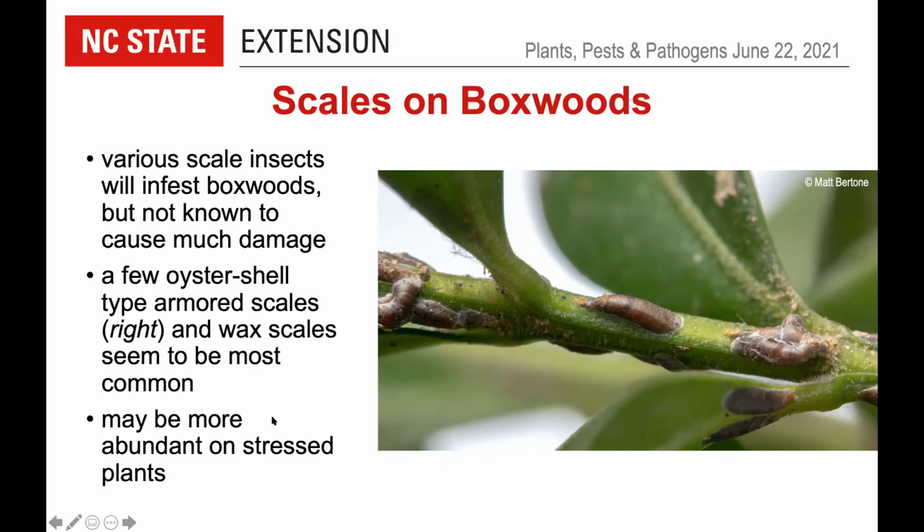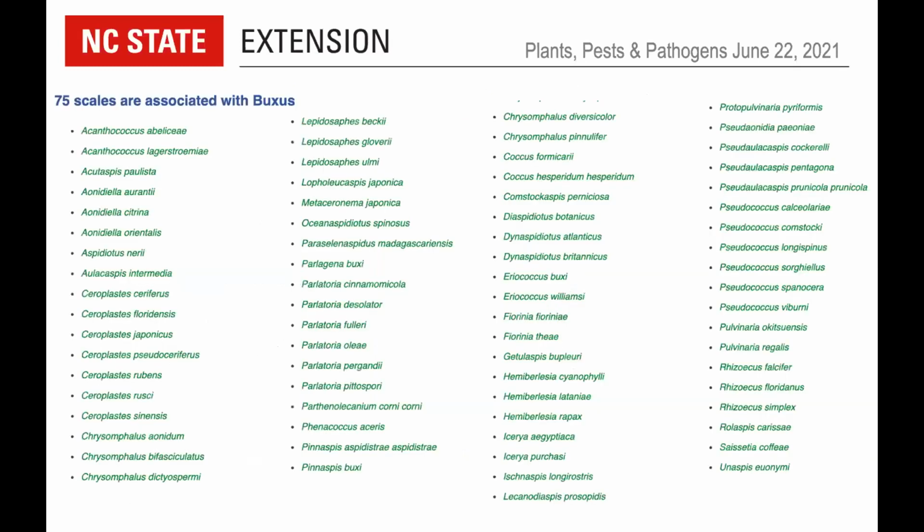The ones I see most of the time are these oyster shell type of various species of armored scales on the stems. But again, unless you're looking at the plants because there's something wrong, you rarely notice them, and they rarely cause major damage. We also sometimes get wax scales on them, which look like little white bits of chewing gum. They may be more abundant, like I said, in stressed plants, but as you can see, it's not uncommon. There's 75 scales associated with Buxus.